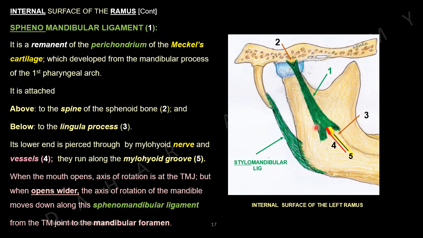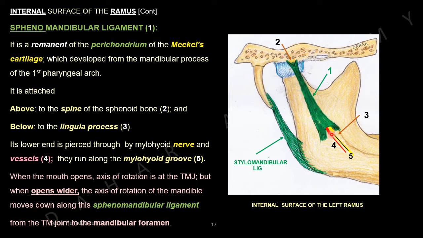sphenomandibular ligament is the remnant of the perichondrium of the Meckel's cartilage, which developed from the mandibular process of the first pharyngeal arch. I hope you remember the development of the mandible. It develops from the first pharyngeal arch. So in the first pharyngeal arch, the first thing that happened was Meckel's cartilage. It is surrounded by perichondrium, but Meckel's cartilage disappears. So perichondrium of the Meckel's cartilage is left behind and developed into sphenomandibular ligament.